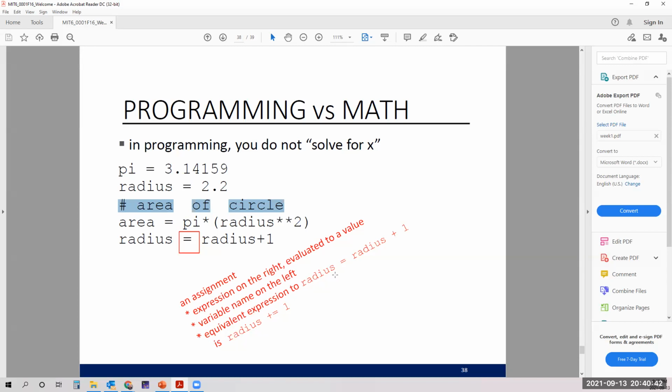Equivalent expression: radius equals radius plus 1. Is it radius plus equal 1? Is this a statement? Radius equals radius plus 1. Is it the same as this one, radius plus equal 1? In C++, yes. In Python, we will test it next class. Those who have experience with Python, what is the answer? Yes or no?